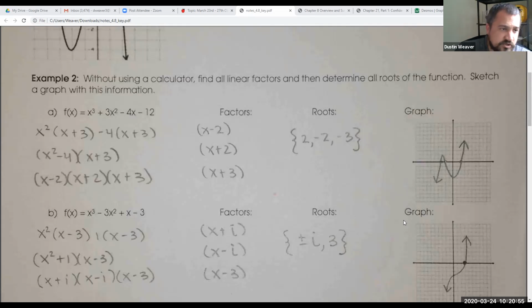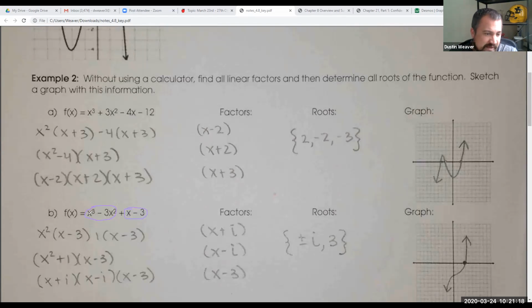Okay, so let's go to part B. And part B is where we get an imaginary number, so we're all going to be excited here, it's not fun. Now, here's the issue. In part B, we want to do the same thing. So we're going to do grouping. We're going to group the first two, and we're going to group the last two.